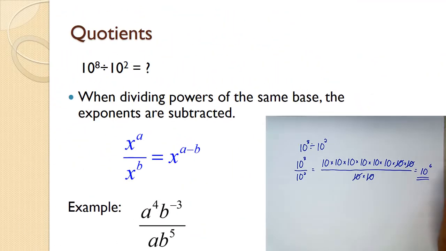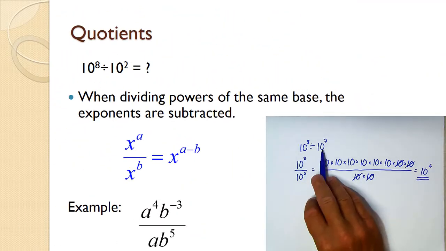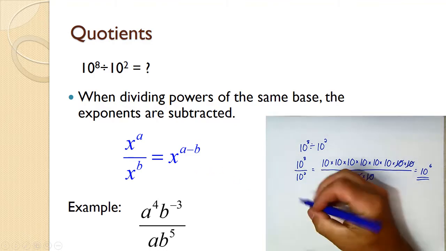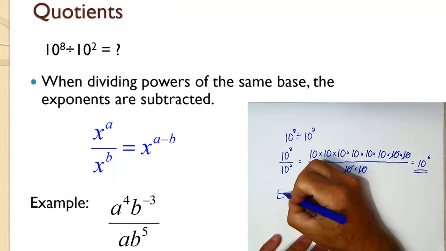So you can probably generalize that. 10 to the 8th divided by 10 to the 2nd is 10 to the 6th. Our rule here is when we divide like bases with different exponents, we can simply subtract the exponents. x to the a over x to the b is equal to x to the a minus b. So let's look at the example that's shown here.